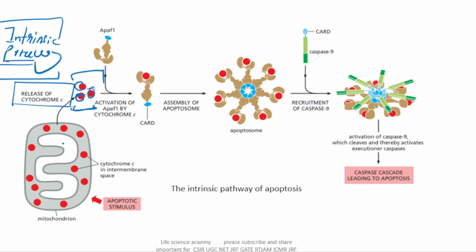So this is the mitochondria. Cytochrome C is located on the inner membrane as a peripheral protein, or you can say it is present in the intermembrane space. So when that cytochrome C is released from that mitochondria, what is the factor responsible for releasing the cytochrome C?